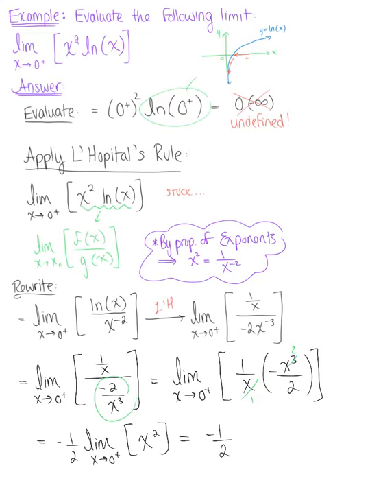So I have negative 1/2 multiplied by 0 approaching from the right squared, which simply goes to 0 when we think about the graph of the parabola, the quadratic function. And we find a beautiful final answer of 0.